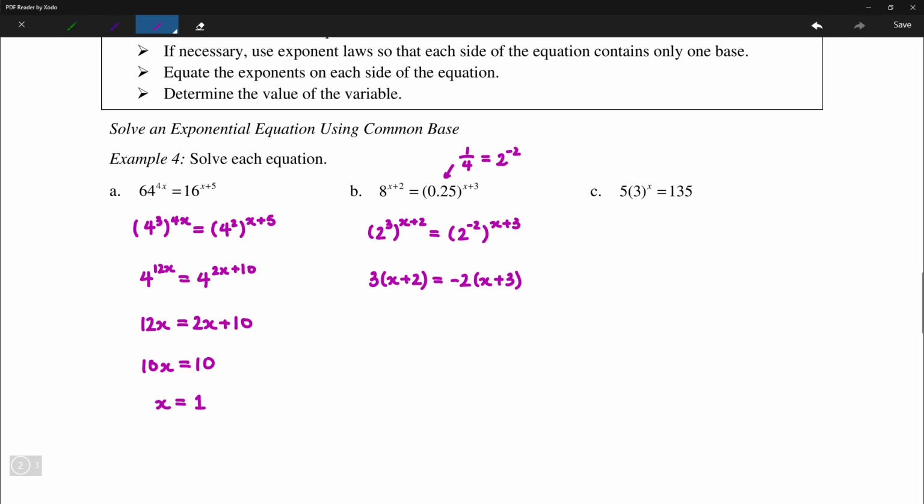So now we can apply the distributive property. 3x plus 6 on the left-hand side is equal to negative 2x minus 6 on the right-hand side. So that is to say 5x is equal to negative 12. So x must be equal to negative 12 over 5.